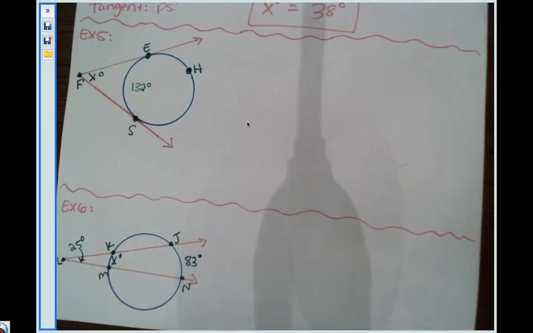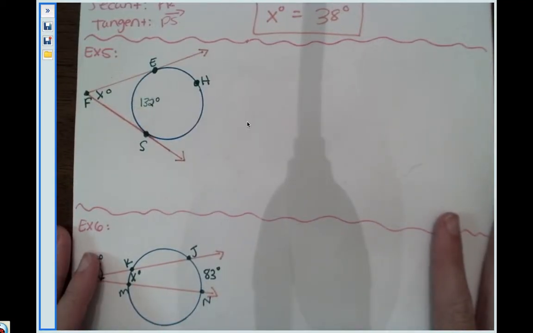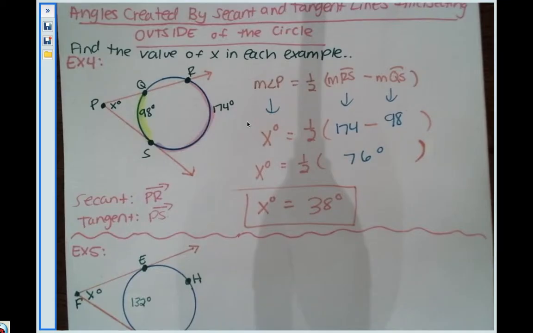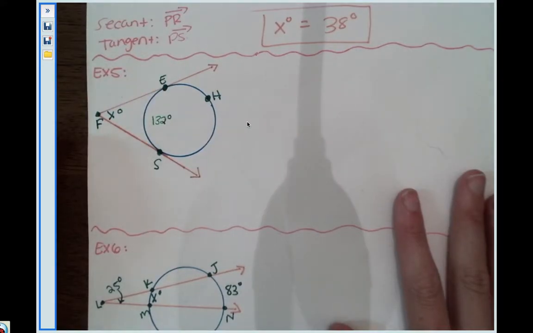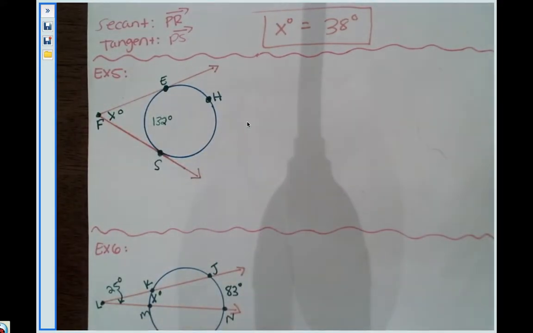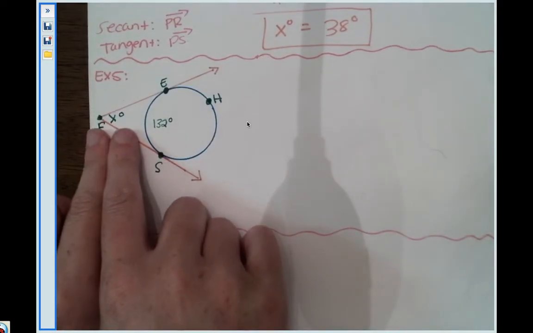Hey everyone, we're up for our next example, example 5, which we are still applying the same theorem we used in example 4, you guys. So it's going to be just as exciting, so get ready for it. Again, we have segments that are intersecting outside of the circle this time, and we want to find what the measure of angle x is.